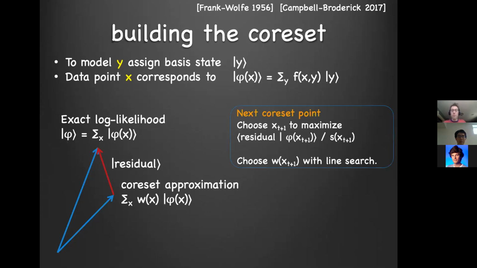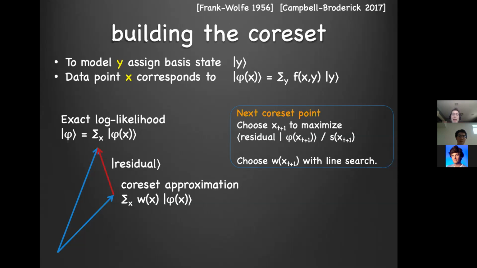So one thing that you might want to do is choose the next data point to have the biggest inner product with the residual. And then I want to weight it by the sensitivity, because that's basically how we can use that information. And then we can actually choose the weight, basically how far in that direction do we want to go? That's a one-dimensional search problem, so we could use line search there.